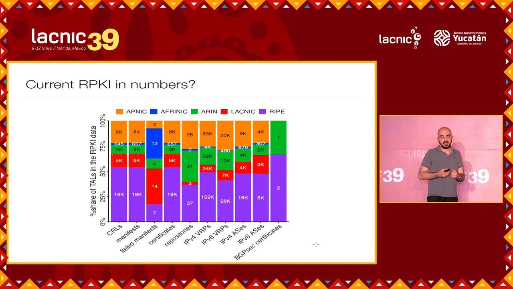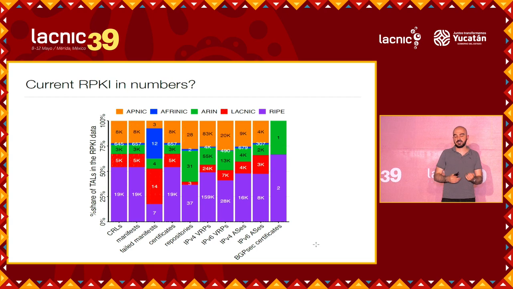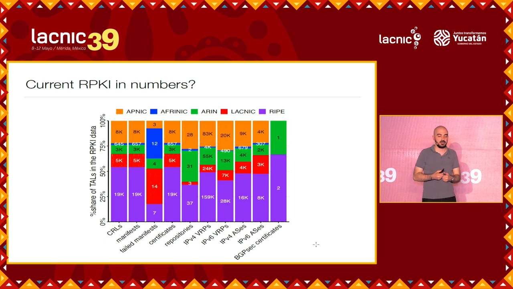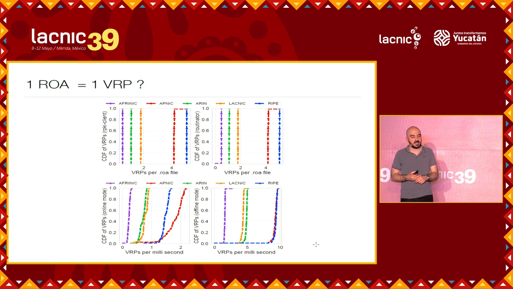Here you can see the RPKI ecosystem in numbers. This is just a nice image that describes all the components of the five trust anchors. Each color is one of those, and you have, for example, how many IPv4 and how many IPv6 prefixes are available in the RPKI dataset, how many CRLs, how many manifests, how many failed manifests, and stuff like this. I included this because it gives a quick overall image. But let's start with the takeaways.